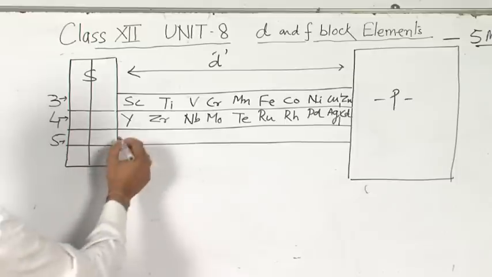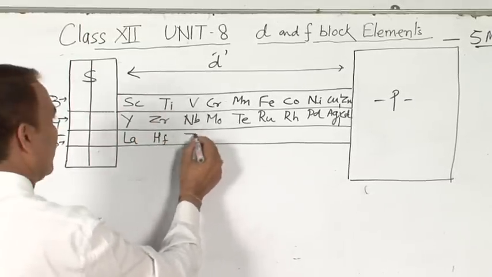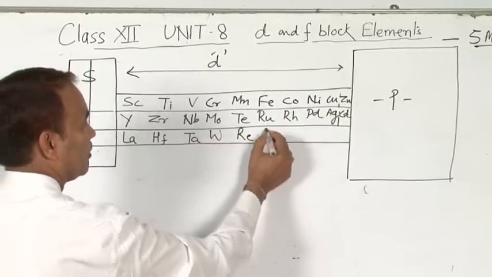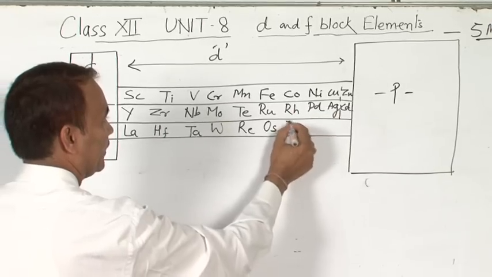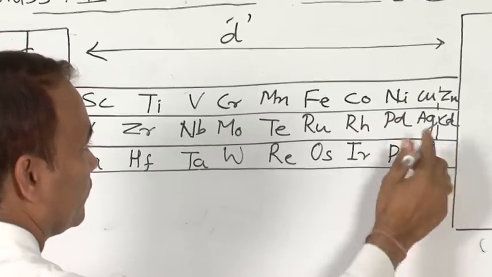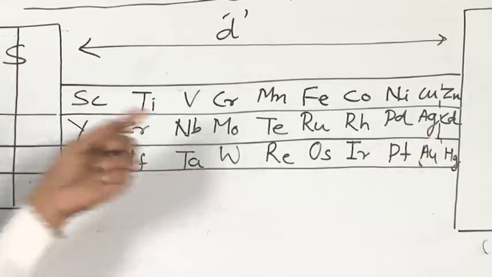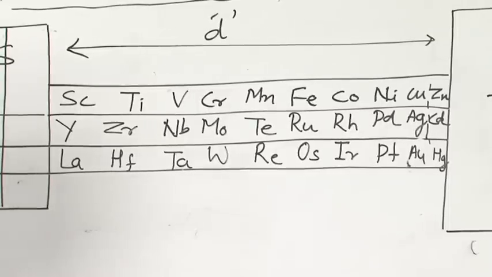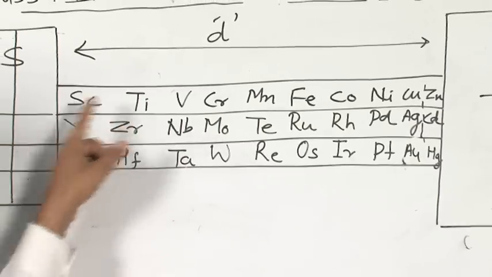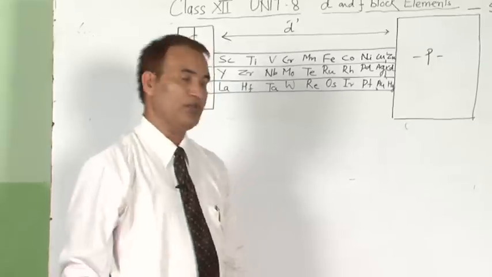In the 5D series: lanthanum, hafnium, tantalum, tungsten, rhenium, osmium, iridium, platinum, gold and mercury. So these are the elements of the D block. It is not necessary to learn all these elements, but at least the 3D series is important to learn. That will be useful in coordination chemistry also.